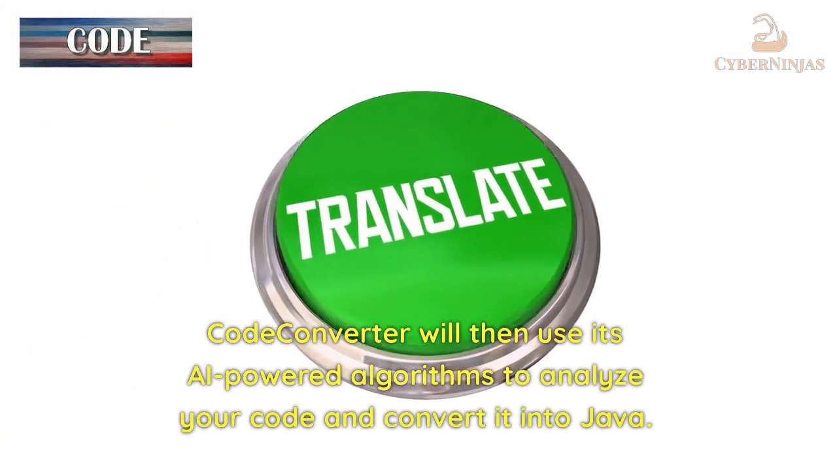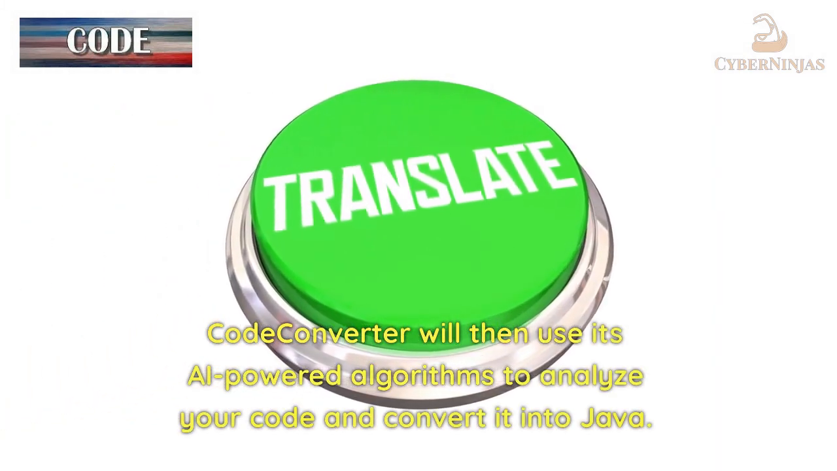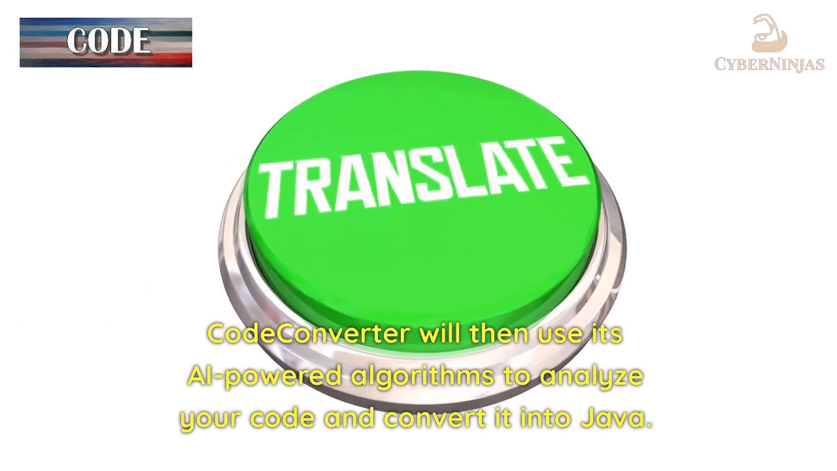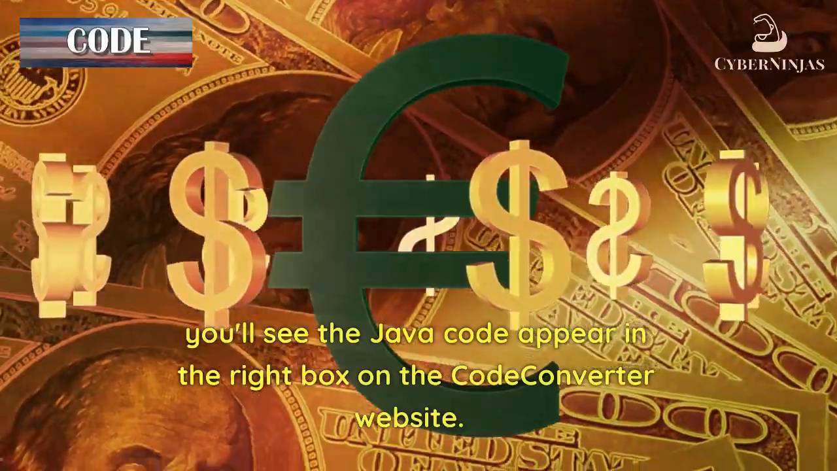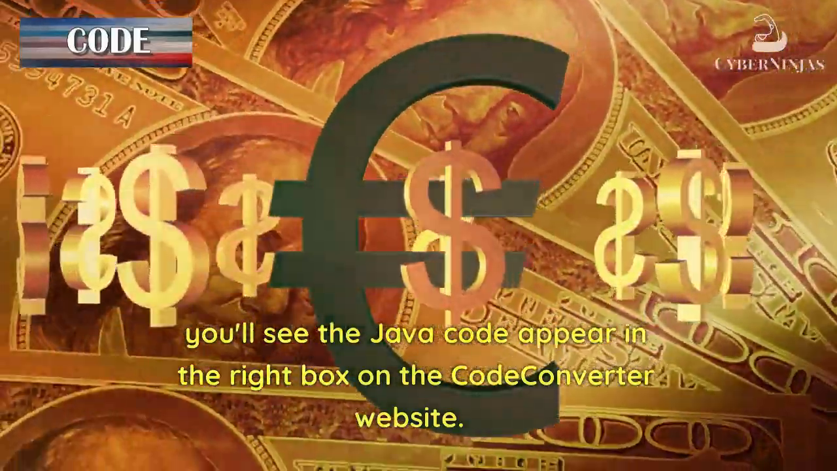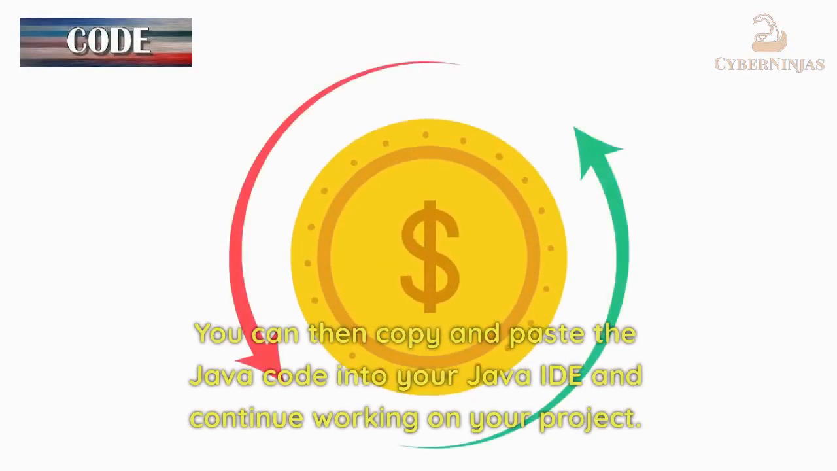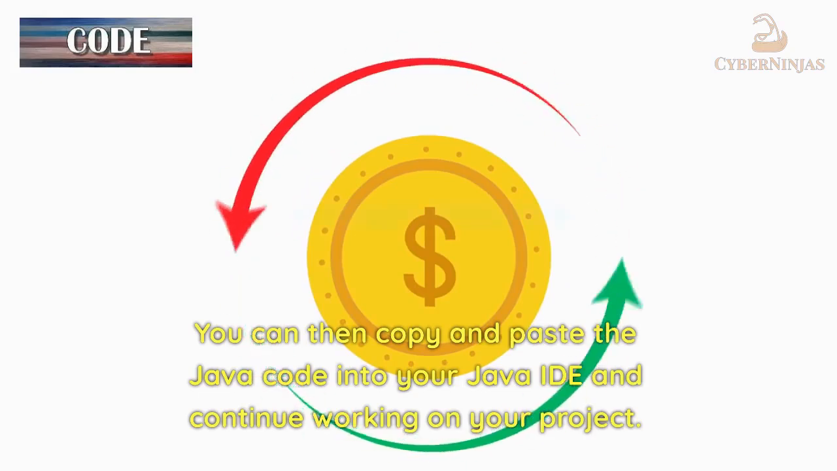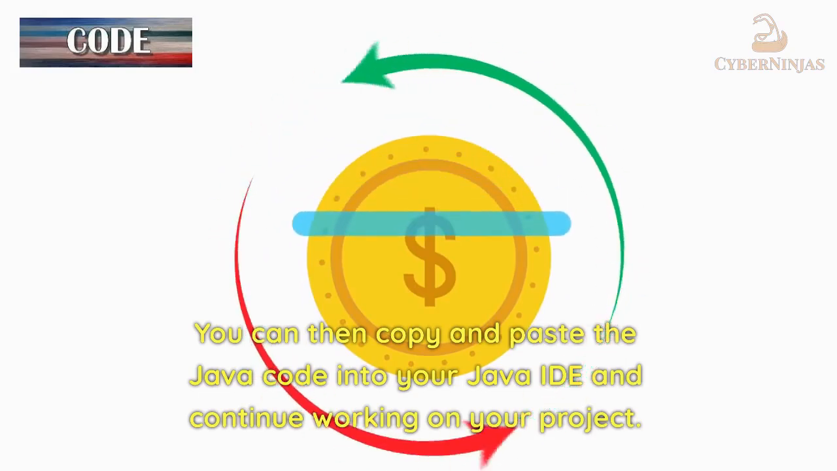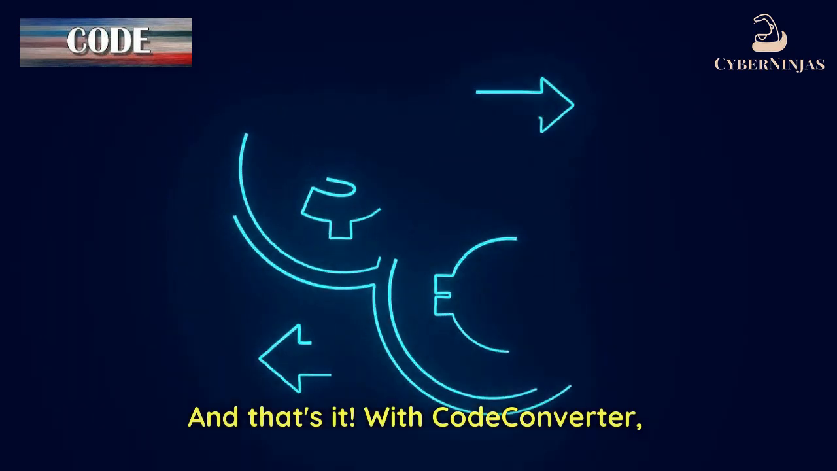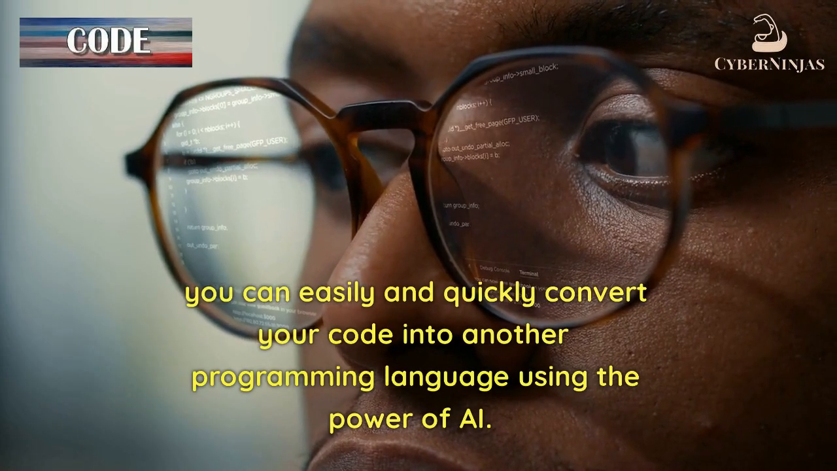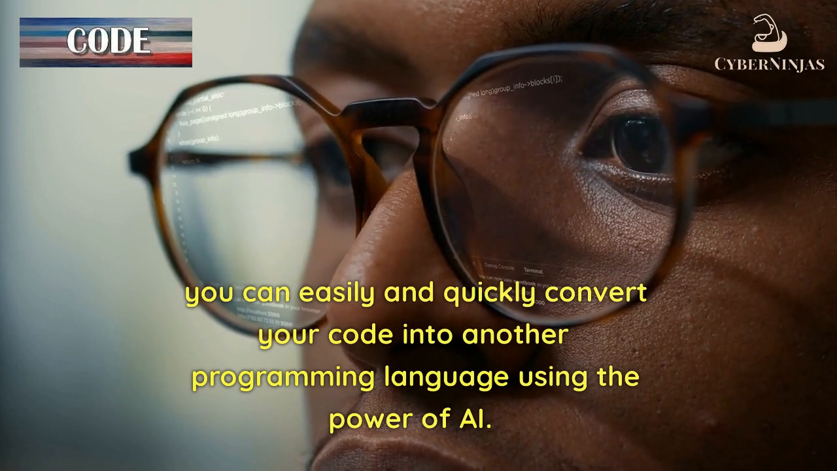Code Converter will then use its AI-powered algorithms to analyze your code and convert it into Java. Once the conversion is complete, you'll see the Java code appear in the right box on the Code Converter website. You can then copy and paste the Java code into your Java IDE and continue working on your project. And that's it. With Code Converter, you can easily and quickly convert your code into another programming language using the power of AI.